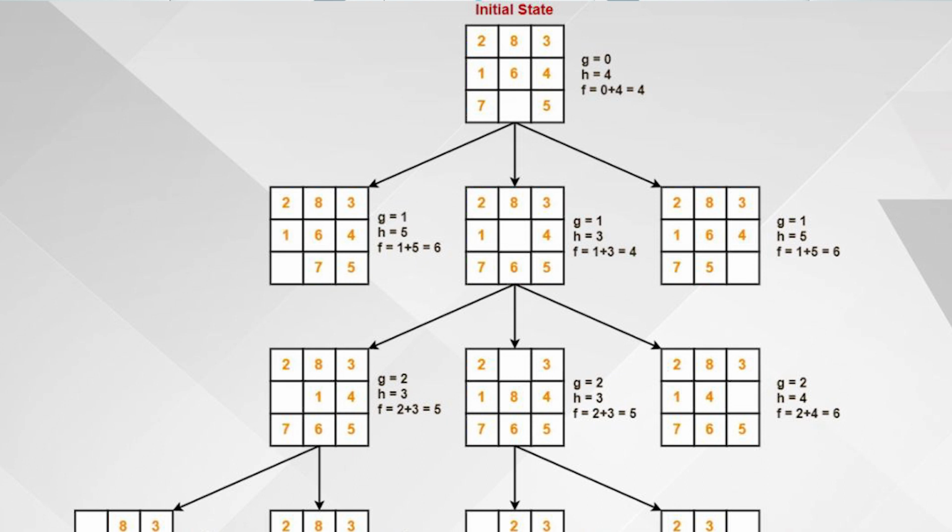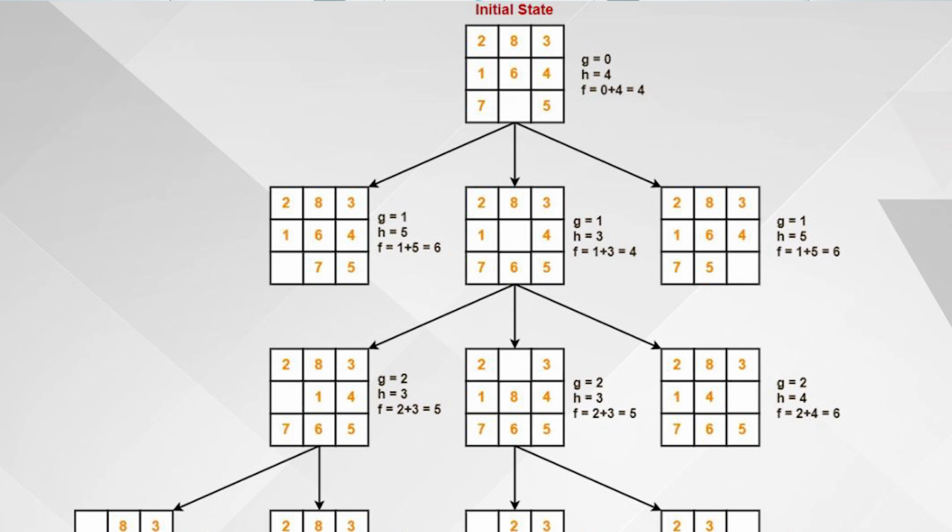So our F is equal to 2 plus 3, that means 5. And in our next tile we have 2 blank 3 1 8 4 7 6 5. So our G is equal to 2, H is equal to 3. So F is equal to 2 plus 3, that is 5.